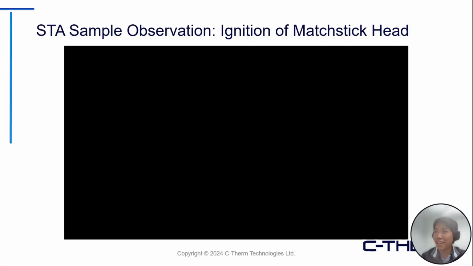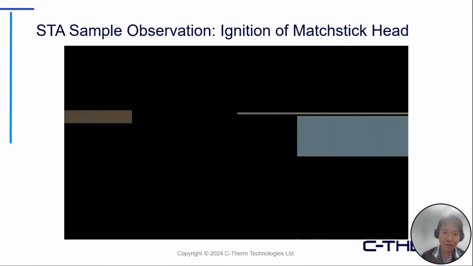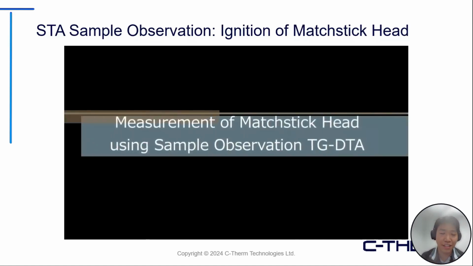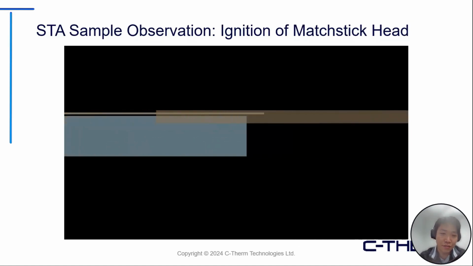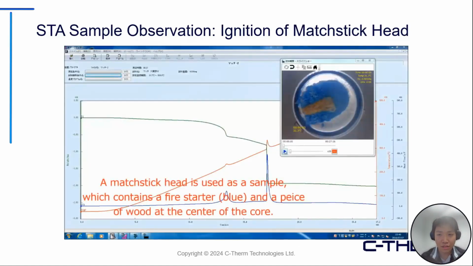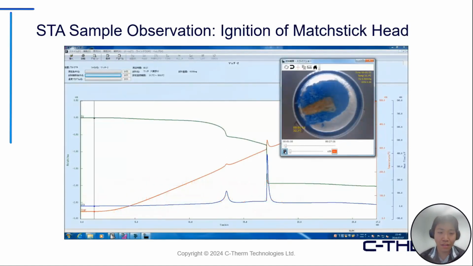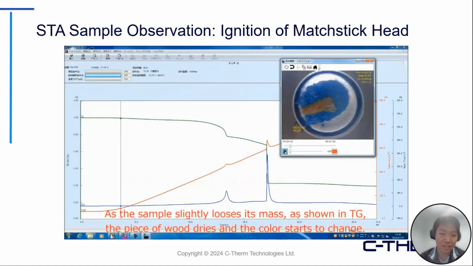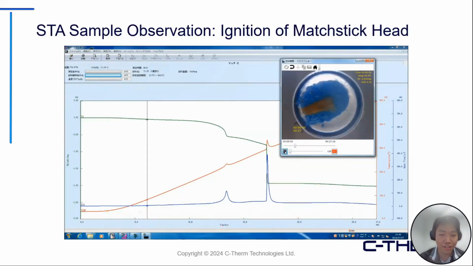All right, so apologies to those who watched it to the middle, but I'll actually start over with this presentation. So here, a matchstick head is being measured with a sample observation feature. And as you can see, in the beginning, there's not much change in TG or DTA curve, but a subtle decrease in TG curve can be observed, and this is associated with the drying of the wooden portion of the match.